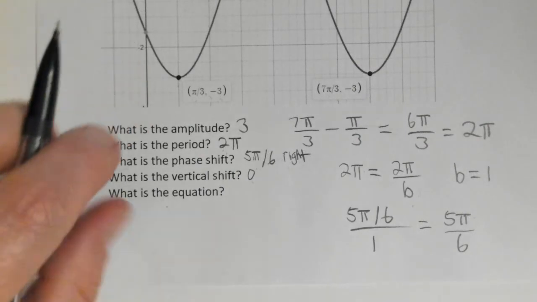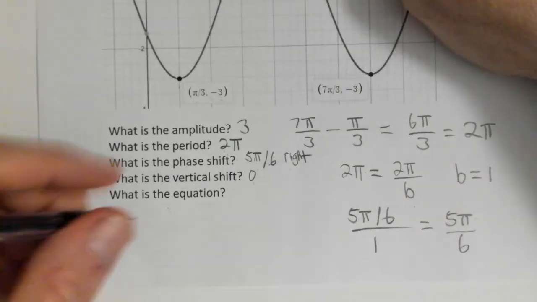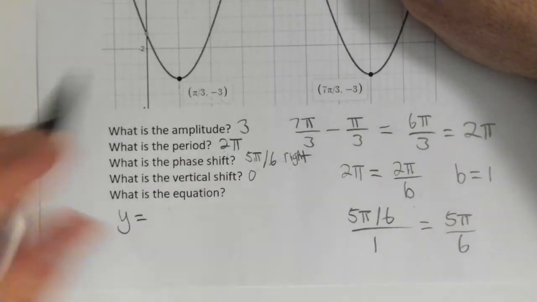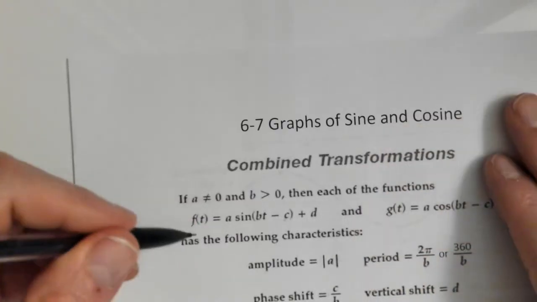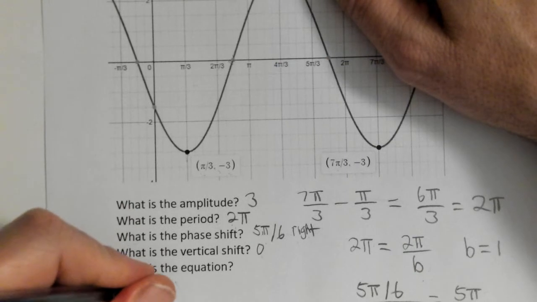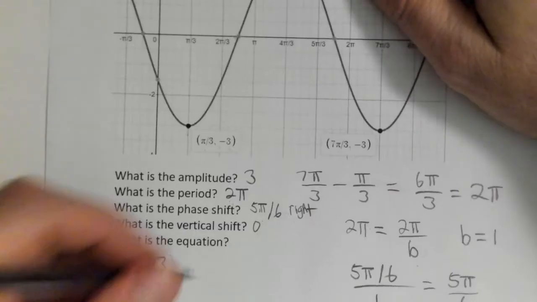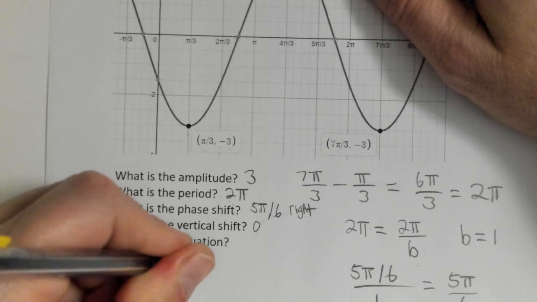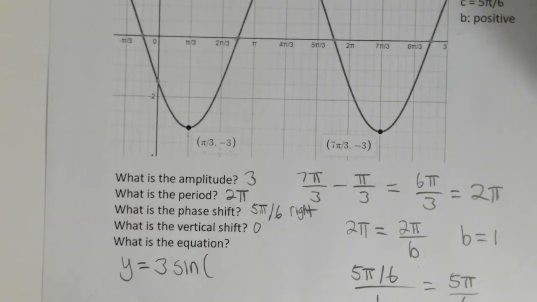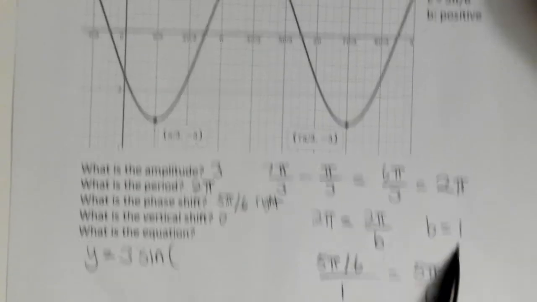And so the only thing that we have left to do actually is to write the equation. All right, so we've got y equals, remember A is the amplitude, and it will come first. So it's going to be y equals 3. They've told us it was the sine function. So 3 sine. Let's see, we'll open a set of parentheses. We know that the value of b is 1.